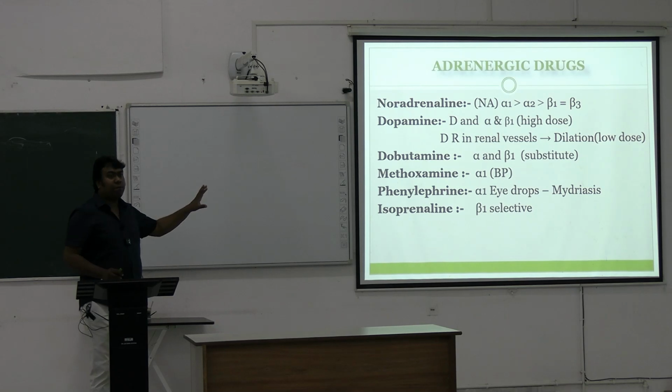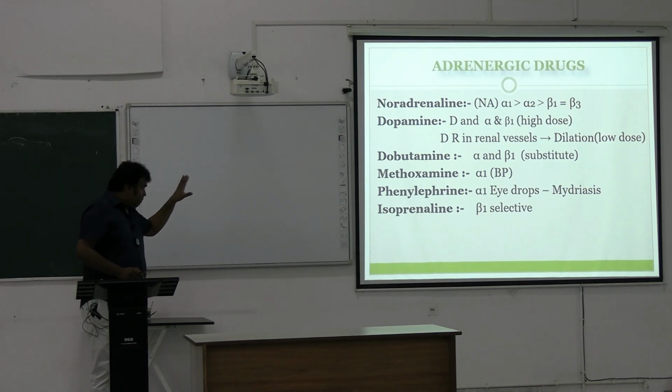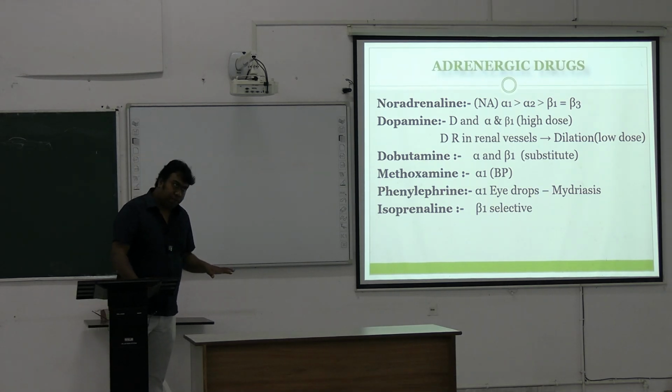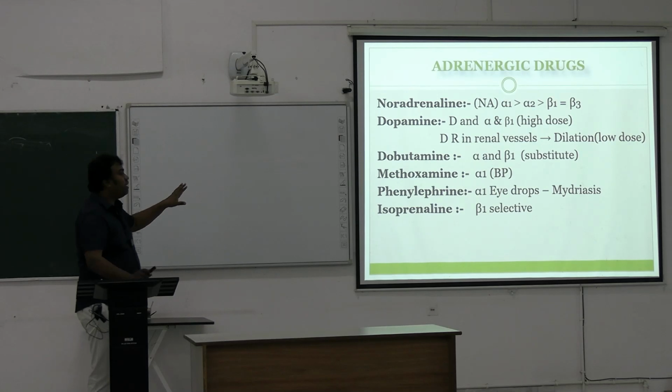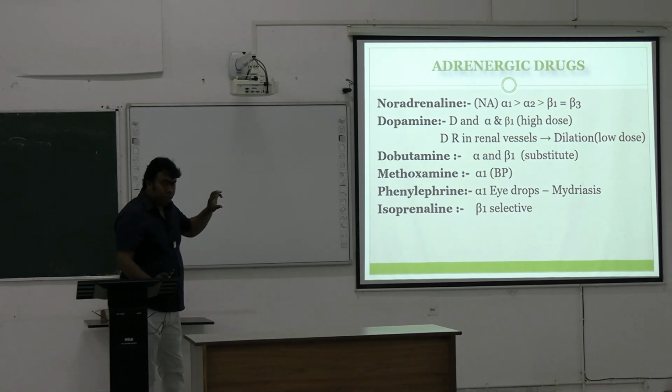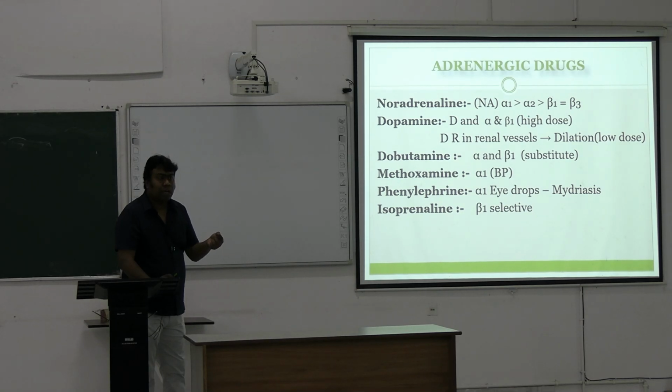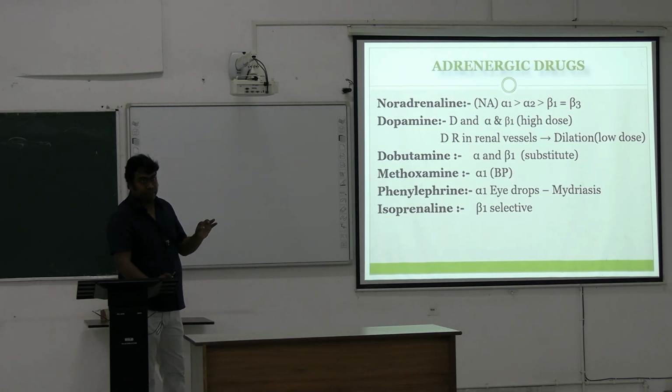Then dobutamine, alpha and beta 1. Methoxamine, they increase BP, they have an action on only alpha 1. Phenylephrine, alpha 1, primarily used as an eye drop. So alpha 1 in eye causes mydriasis, dilatation of pupil due to stimulation of alpha present in radial muscles.